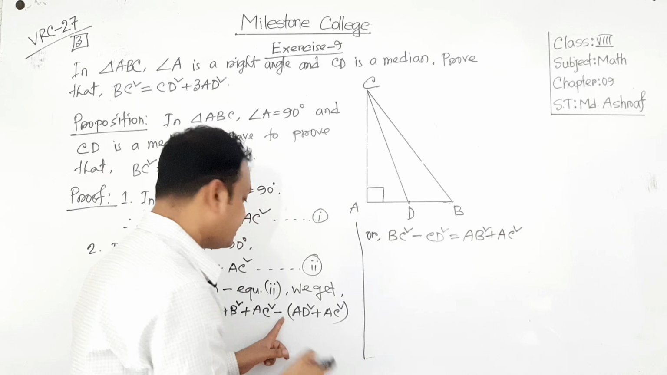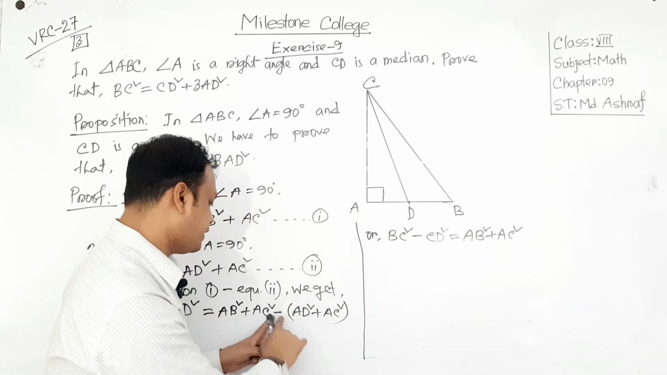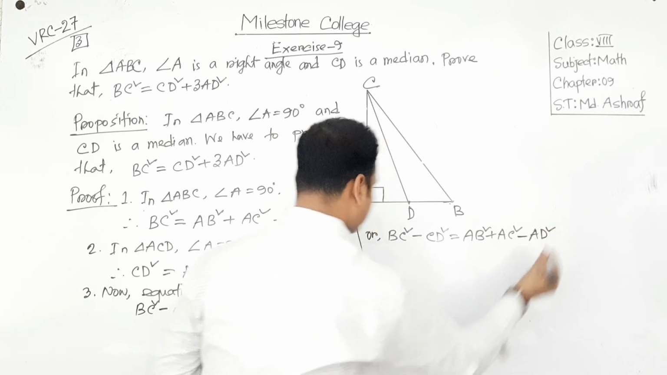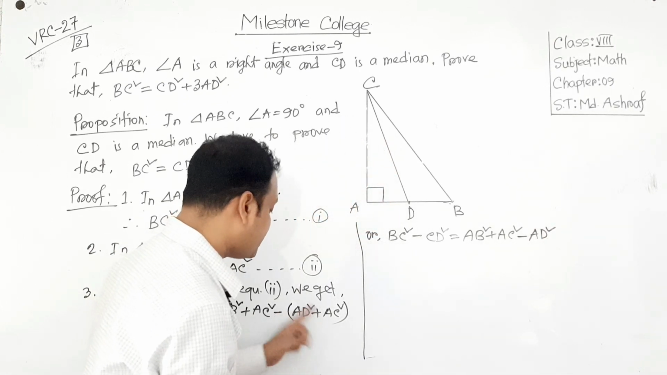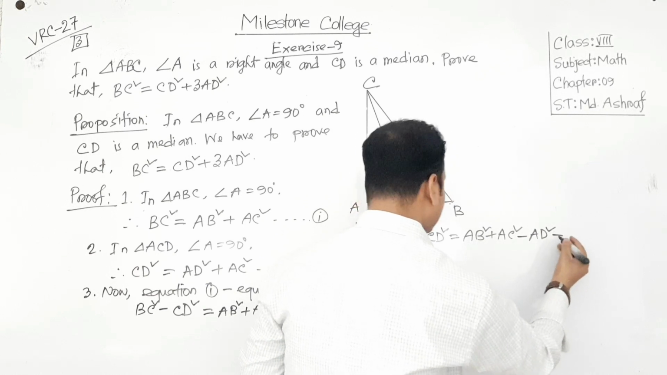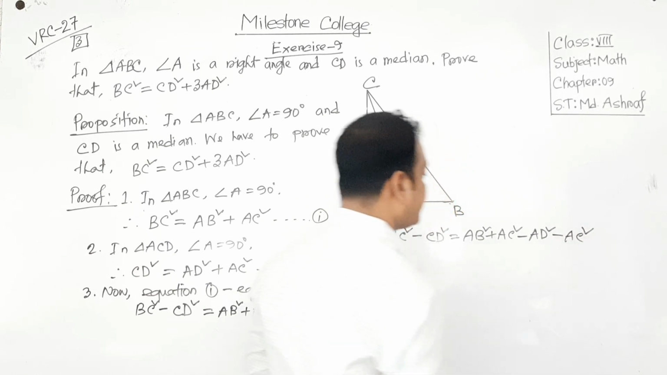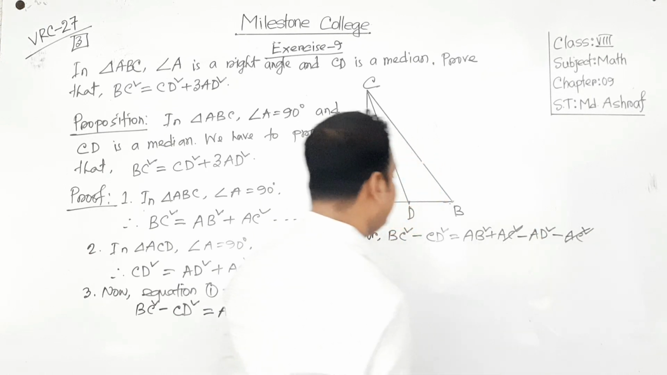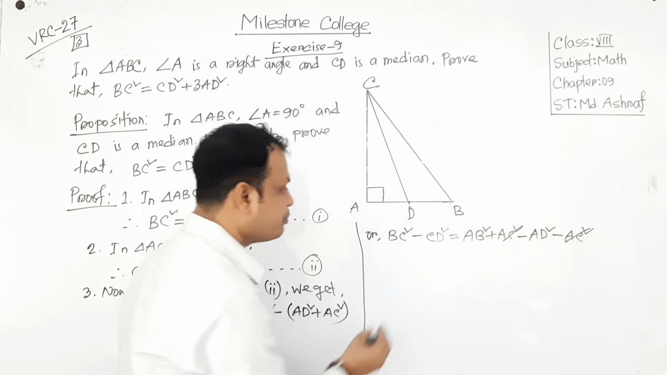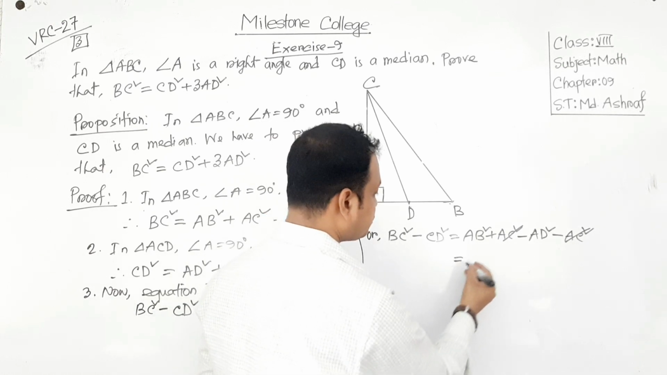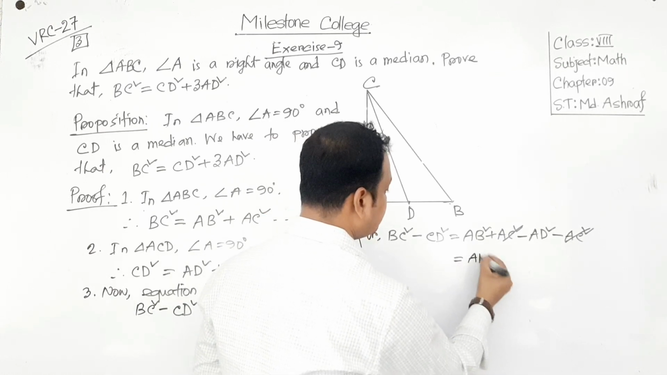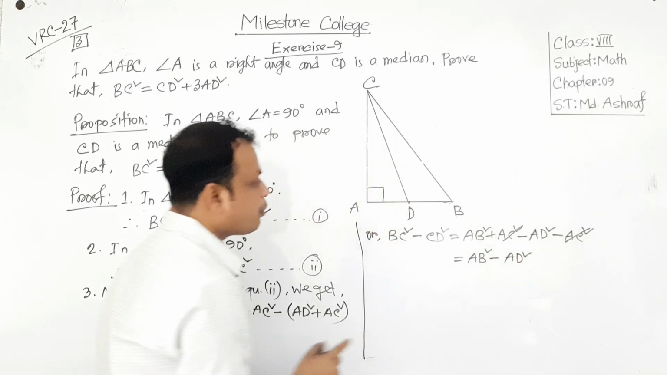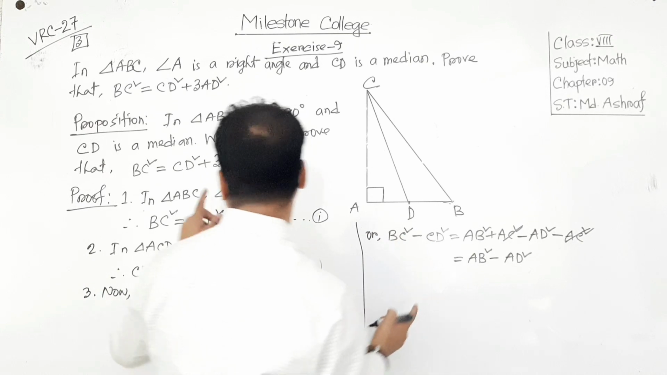AB square plus AC square. Then when the bracket is eliminated, what do you get? Plus minus will be minus AD square, and minus plus will be minus AC square. Okay, so calculate this one. AC square and AC square will be eliminated. Then what will remain here? AB square minus AD square. So how do you want to prove AB square minus AD square?